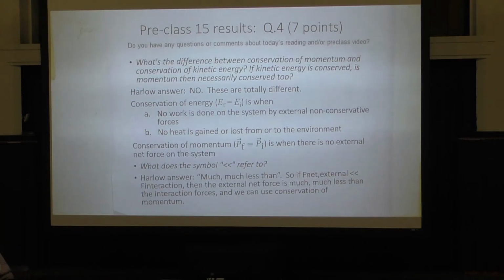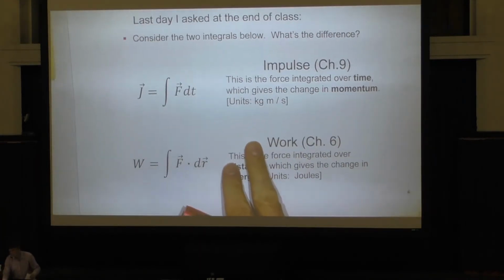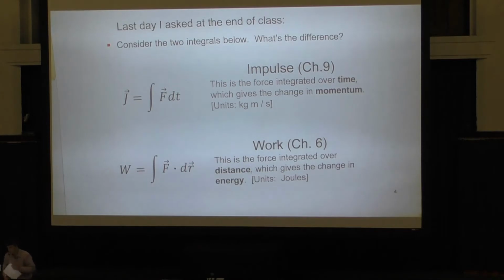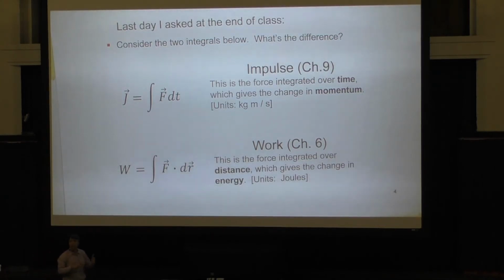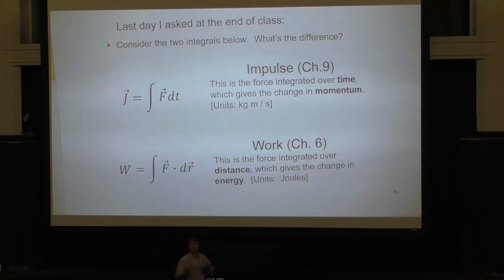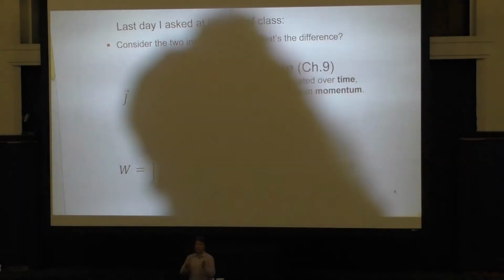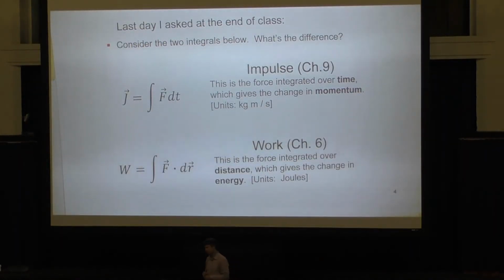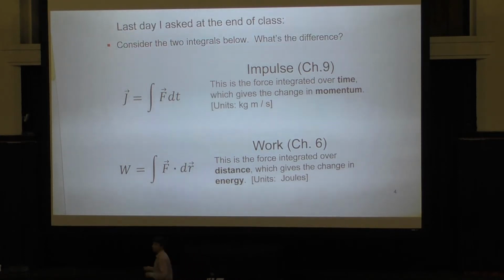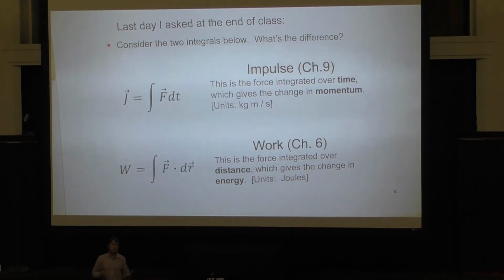Another way of looking at it is this thing I talked about at the end of last class, which is if the impulse is pretty close to 0, momentum is conserved. And another way of looking at it is that impulse is equal to the change in the momentum from before to after. And the work is equal to the change in the energy.